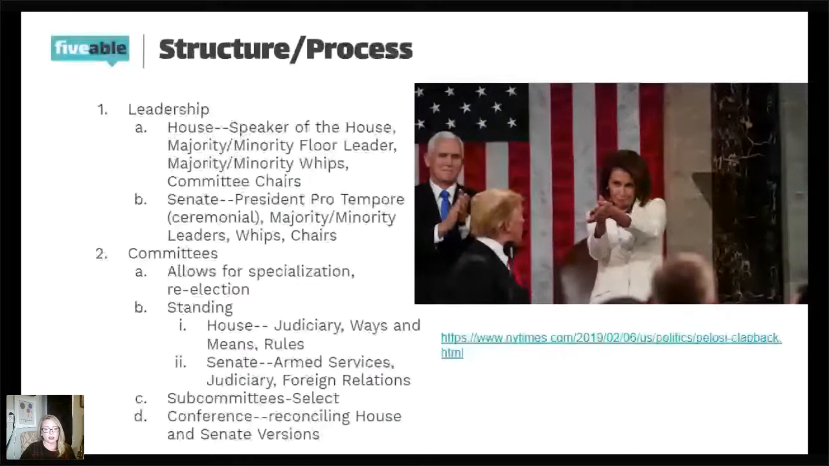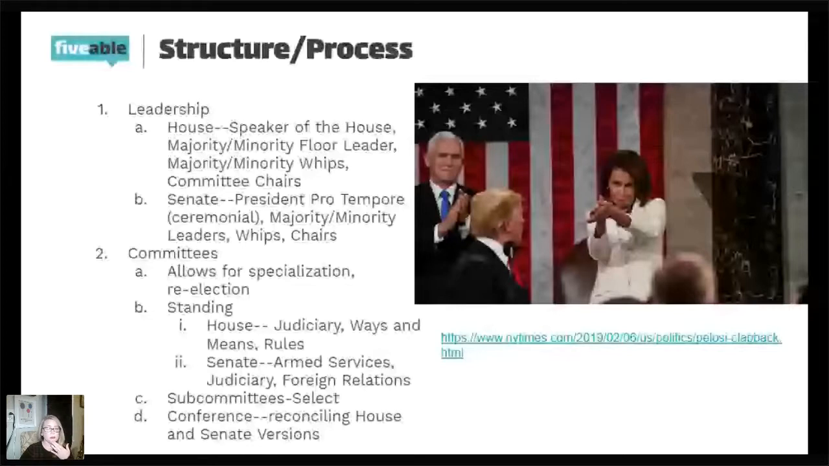The committee process allows for specialization, so if you're in Iowa, you can be on the agricultural committee because that's what's going to help your constituents the most, because you know you're in the bread belt. And that helps you with re-election because you can say that you fought for your constituents in that way. There are standing committees.